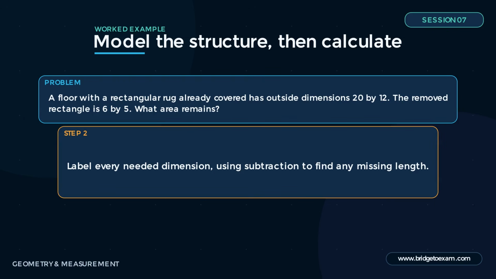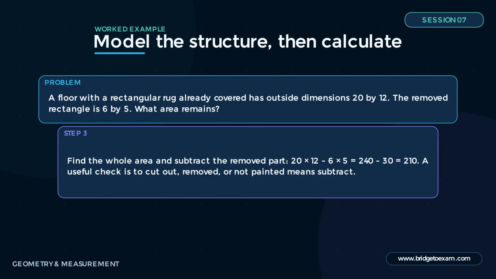Step 2 chooses and sets up the relationship. Label every needed dimension using subtraction to find any missing length. Step 3 carries out the mathematics. Find the whole area and subtract the removed part. 20 times 12 minus 6 times 5 equals 240 minus 30 equals 210.